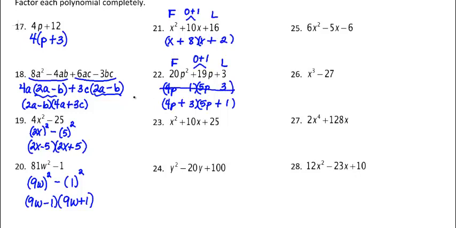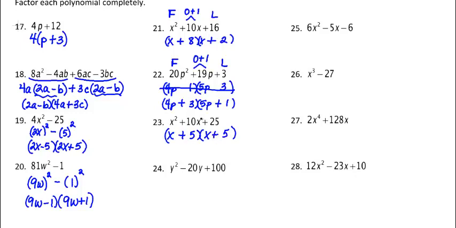Now, there is a way to do that without having to do a guess and check, and I'll show you that in just a moment. Let me go ahead and get through these problems, and then I'll go back and show you some of these trinomials that are a little bit more involved. Number 23, x squared plus 10x plus 25. We want to look at what are the factors of x squared, which are x and x. The factors of 25 that add up to be 10, and that's going to be 5 and 5.